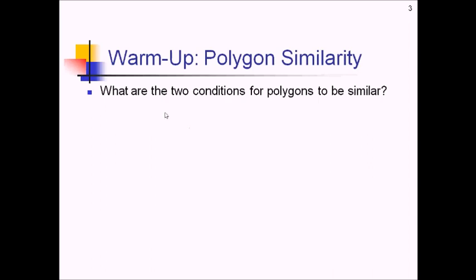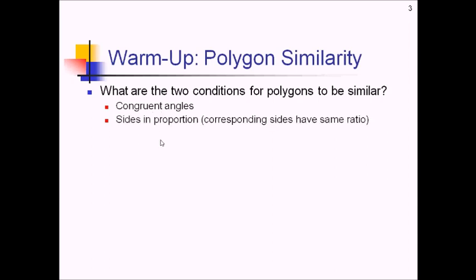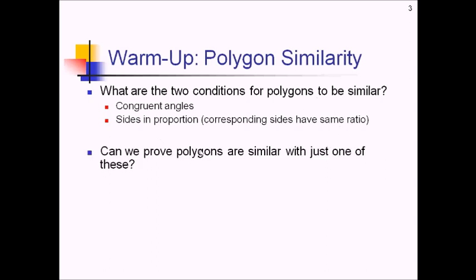There were two conditions, one of which was all the angles were congruent, and the other condition is your sides had to be in proportion. In other words, corresponding sides had to all have the same ratio. Can we prove polygons are similar with just one of these two things? How about if they all have the same angles?